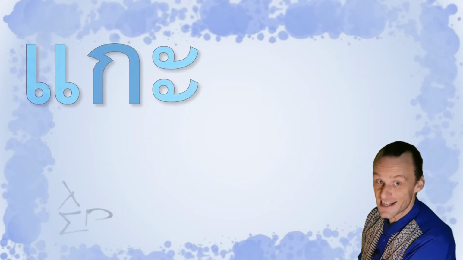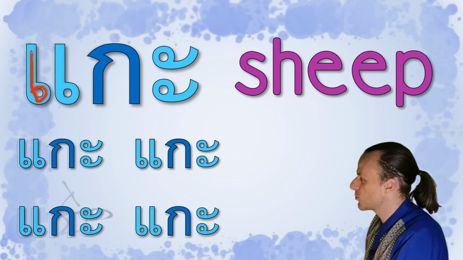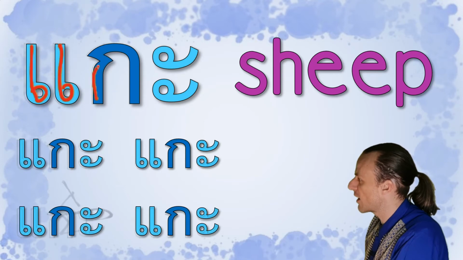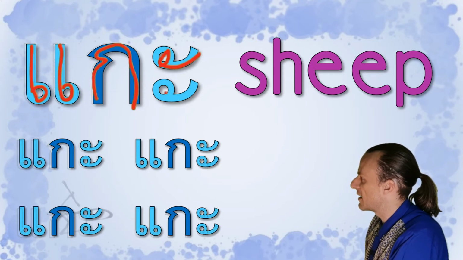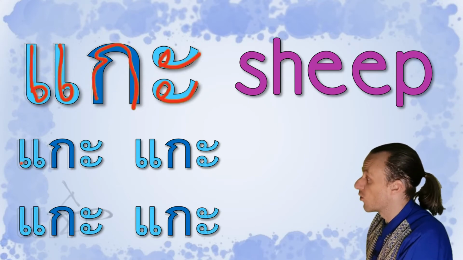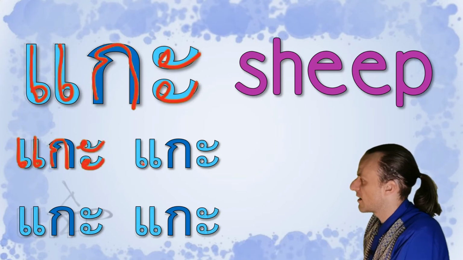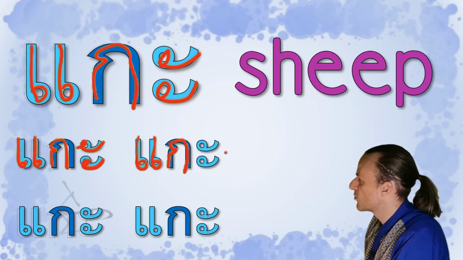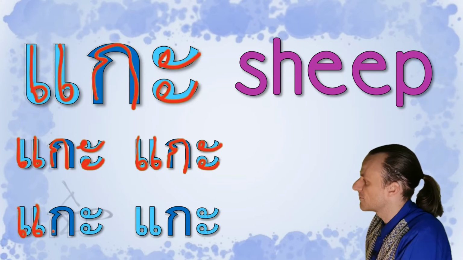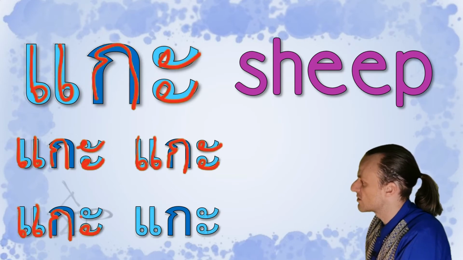The next word certainly isn't suitable for vegans. This word is a low tone get, and it means sheep or mutton. So, get. And it is just as we saw before, sala e, go gai, sala a, to make the short version. So, get.